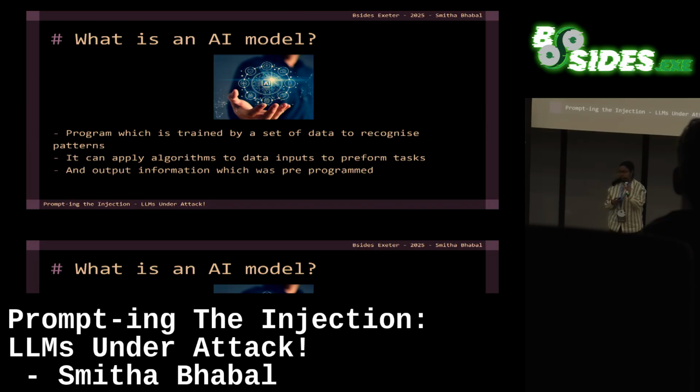So what is an AI model? AI models are trained on a set of data to recognize patterns and algorithms to perform a range of different tasks. These can be complicated tasks such as cryptography and CTF challenges, such as DeepSeek trying to perform large and hard cryptography questions from CTF challenges.